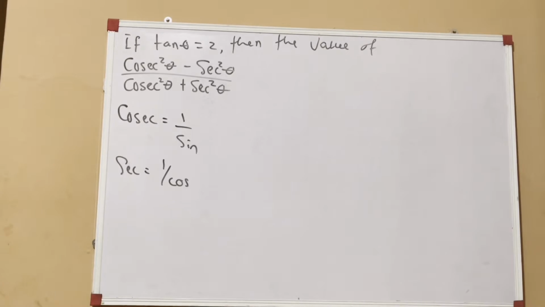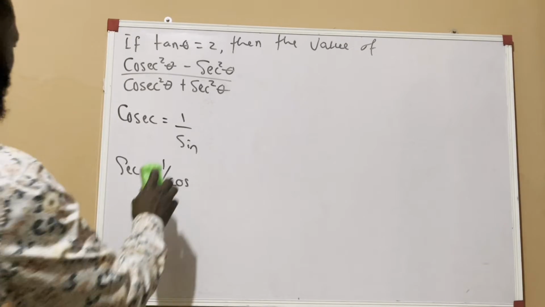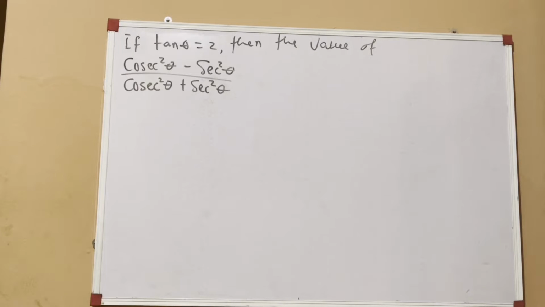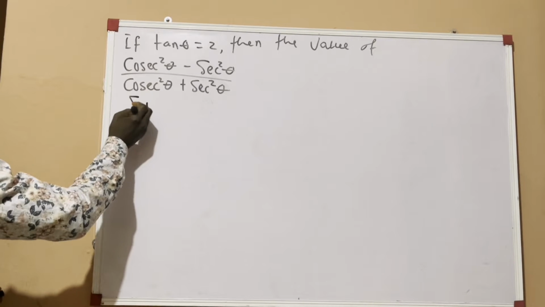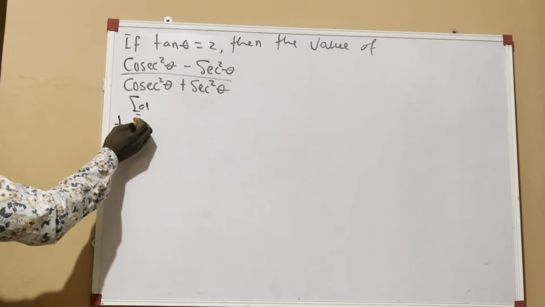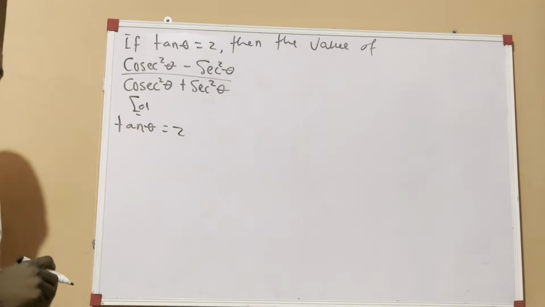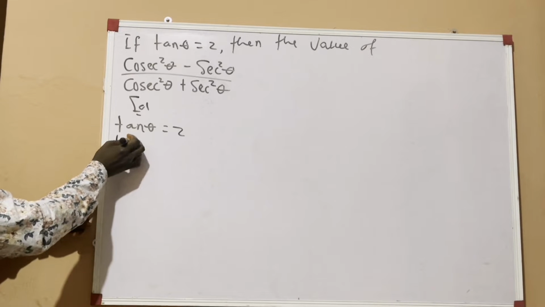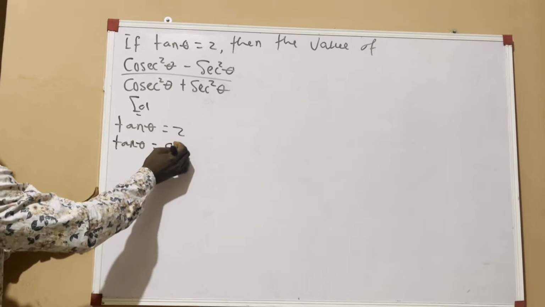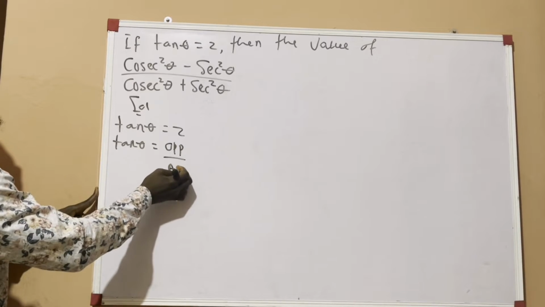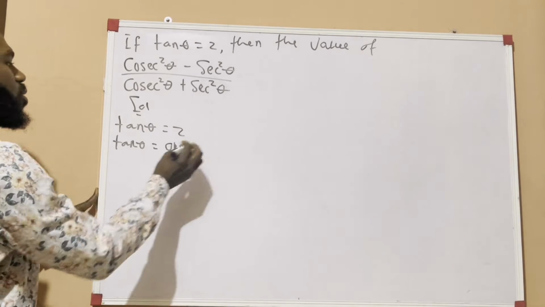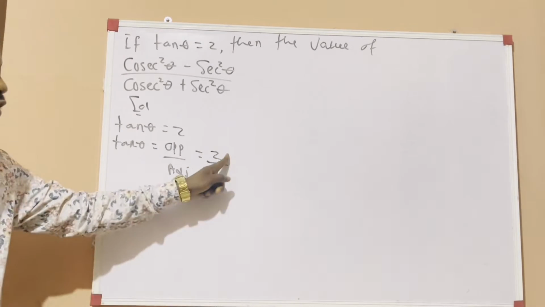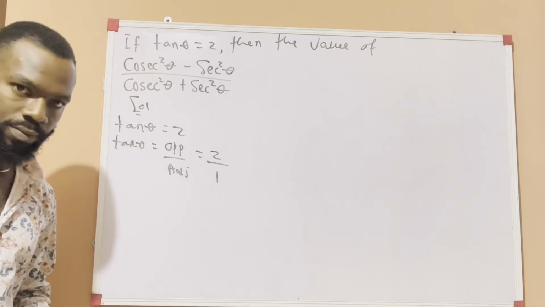But first, there is a bigger problem than what I just explained. In the question, what was actually given was tan theta. Let's begin. Now, we were told that tan theta is equal to 2. But don't forget that tan theta is also opposite over adjacent. So it means in this question, my opposite is 2 and my adjacent will be 1, because 2 divided by 1 will also give us 2.